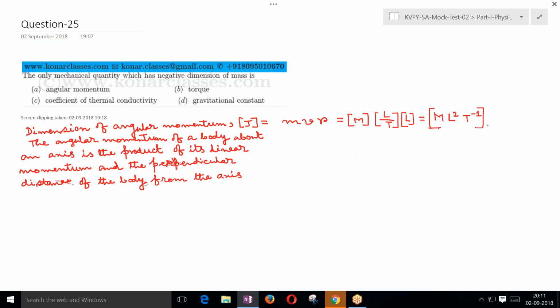So we see, the dimension of angular momentum doesn't have a negative dimension of mass. It is a positive dimension of mass. M means what? M power 1, na? So the first one is not correct. Option 1 is not correct.